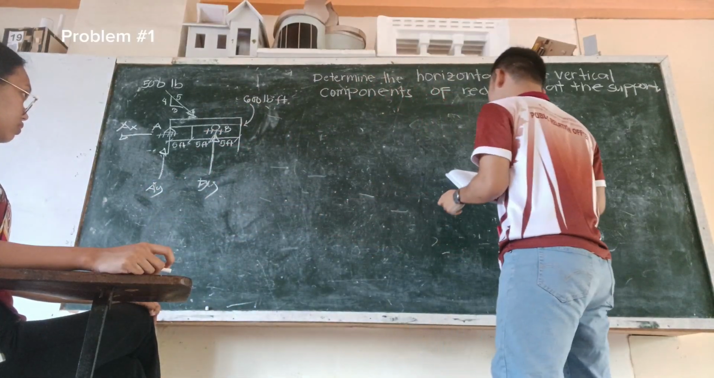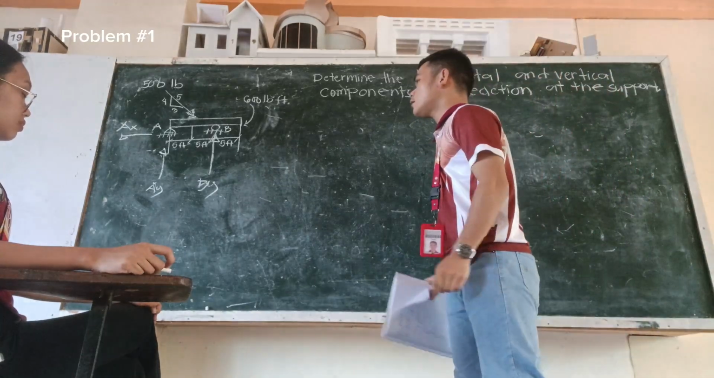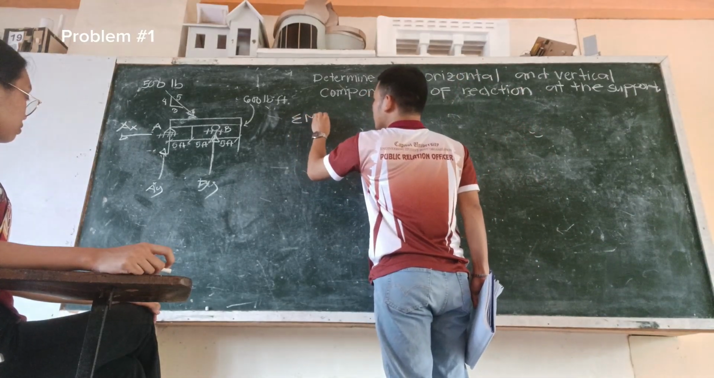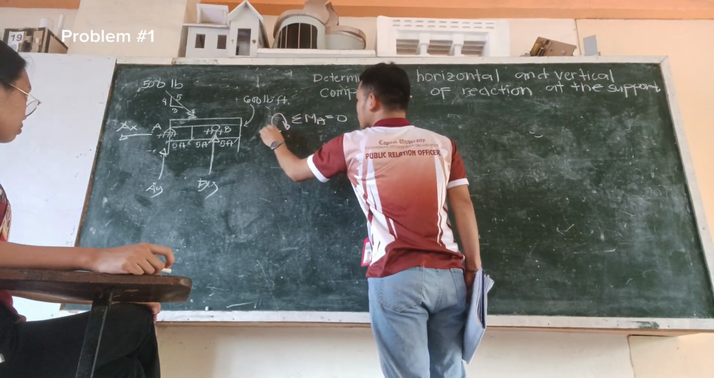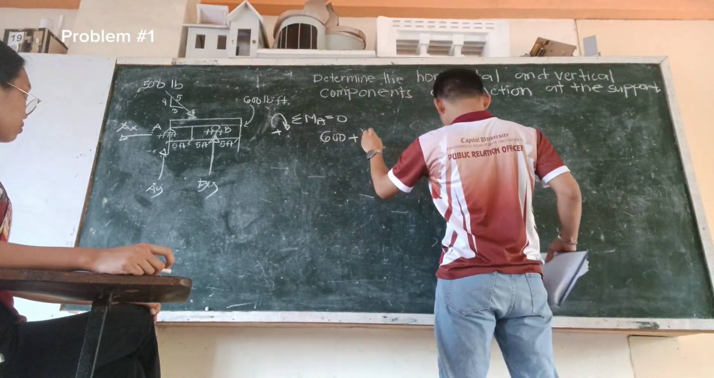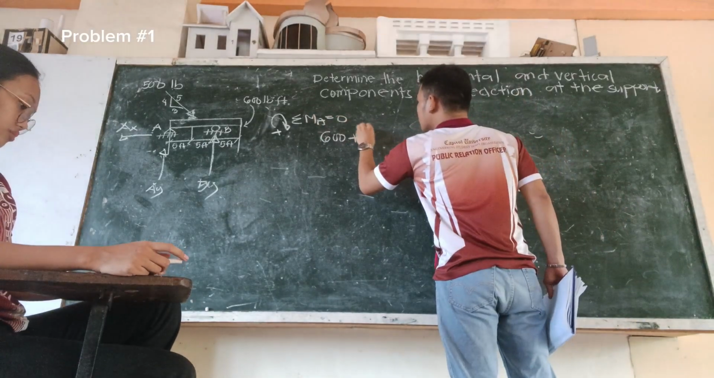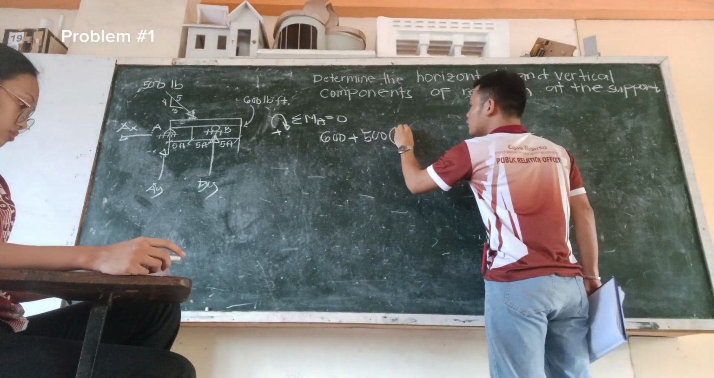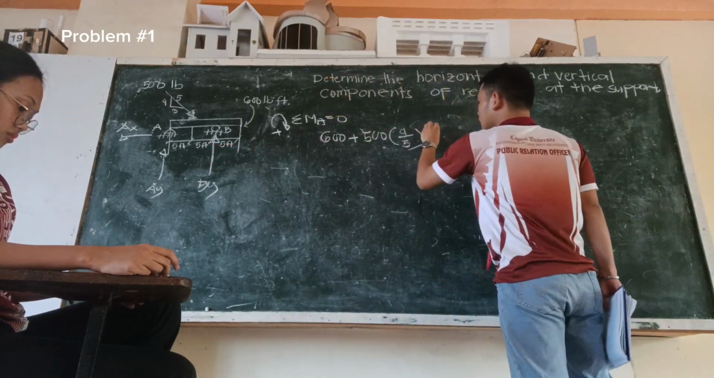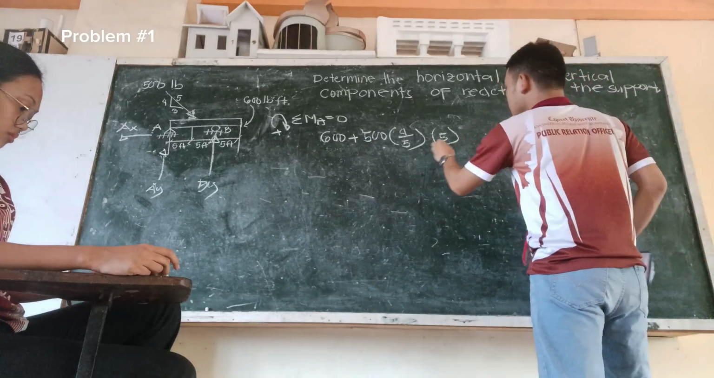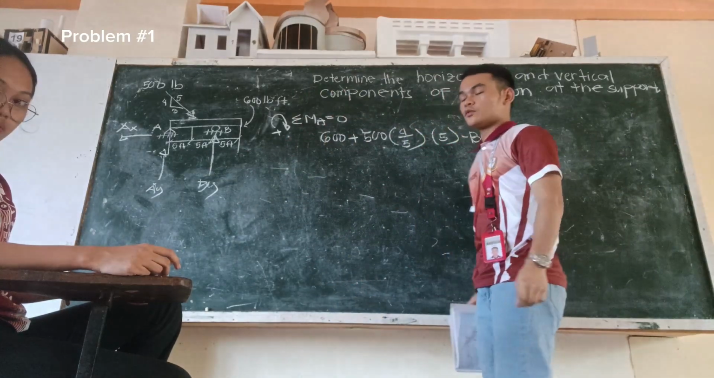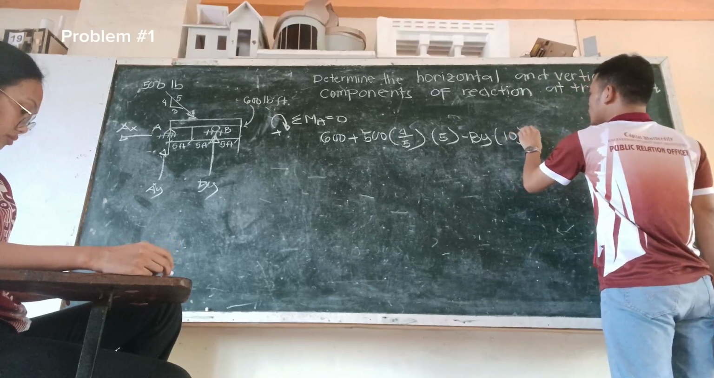So first things first, we have to solve for the summation of moment at A. The summation of moment A is equal to 0, which is 600 plus the 500 over the vertical component of 4 over 5 times the distance from A, which is 5 feet, minus By times the distance from A to B, which is 5 plus 5 is equal to 10. And that is equal to 0.